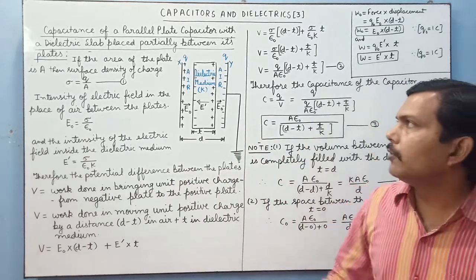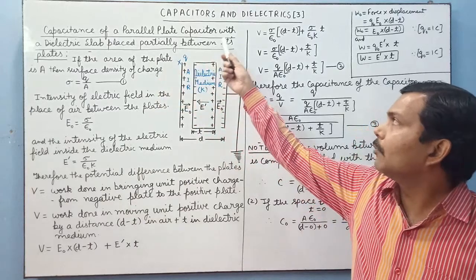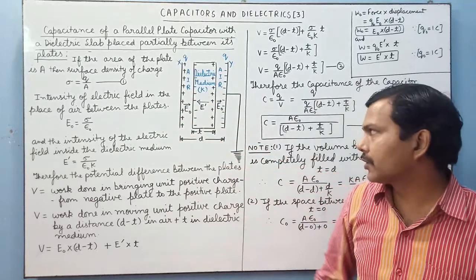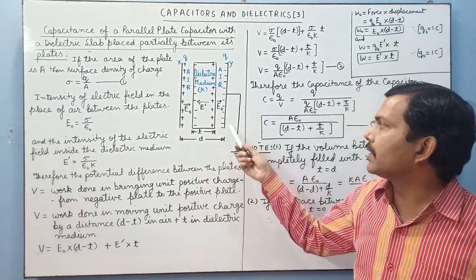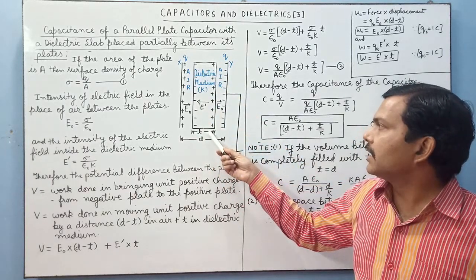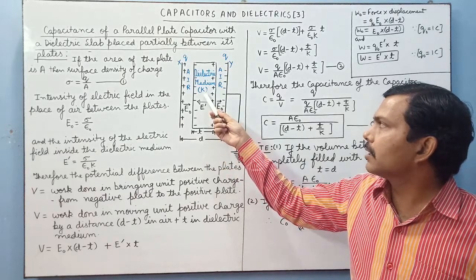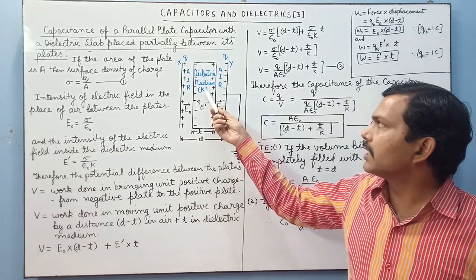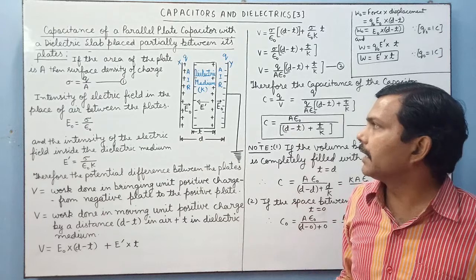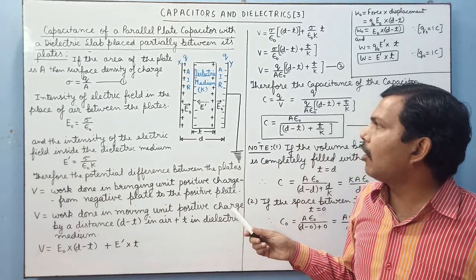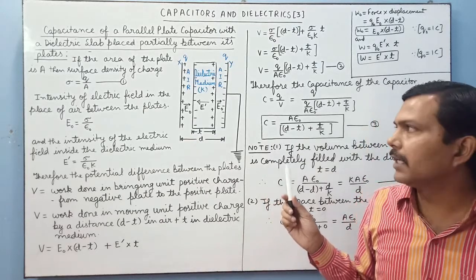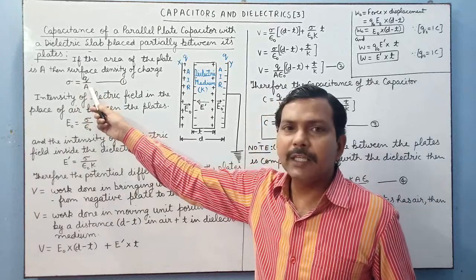In this session, I will discuss the capacitance of a parallel plate capacitor with a dielectric slab placed partially between its plates. Let us consider a parallel plate capacitor, and a dielectric medium of thickness t having dielectric constant K is placed between the plates of this capacitor. Here charge Q is given to the isolated plate of the capacitor. So if the area of the plate is capital A, then the surface density of charge on the plate, sigma, will be equal to Q by A.